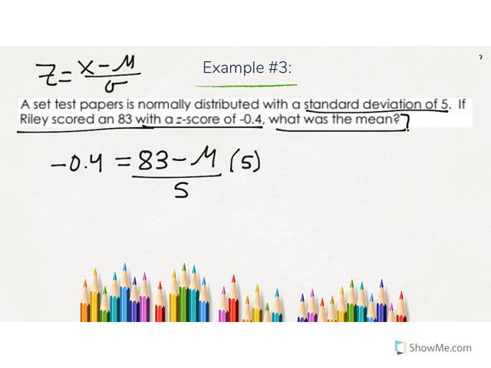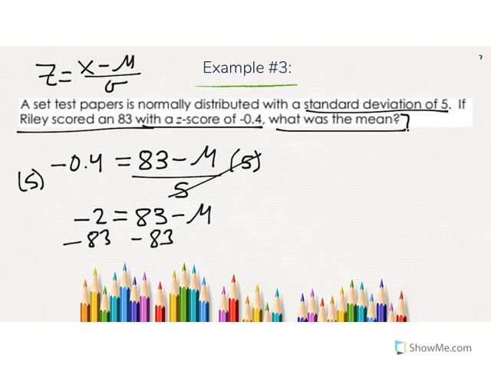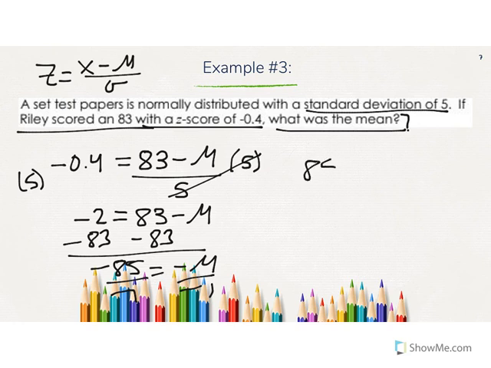Again, I'm trying to get that mean, that mu, by itself, so I'm going to multiply both sides by 5, getting it out of my division, which gives me negative 2 on the left side, and I still have my 83 minus my mean here. I need to get rid of that 83, so I'm going to subtract 83 from both sides, making this a negative 85, equaling my negative mean. Divide by that negative 1, and that gets me a positive 85 equals my mean.